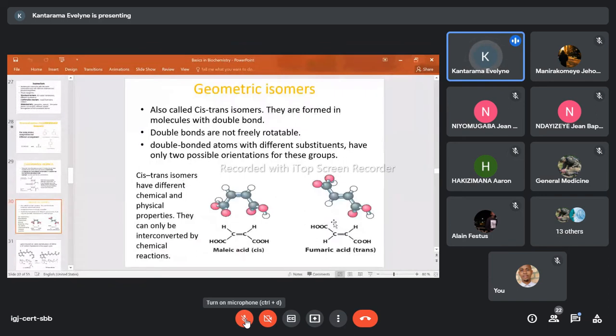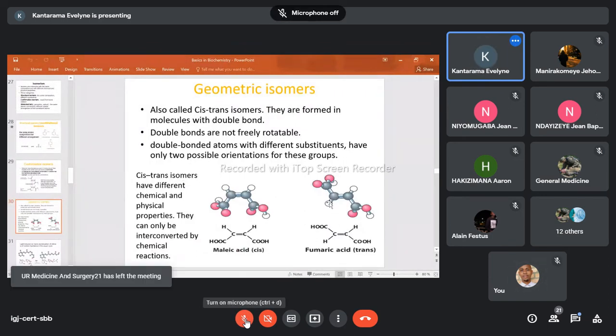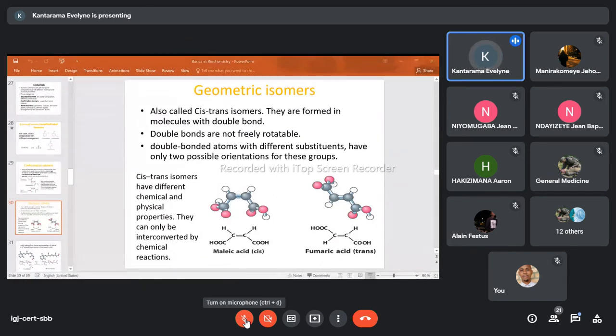Now, are you seeing the geometric isomers slide? About geometric isomers, we have two kinds: those cis-trans isomers and stereoisomers.